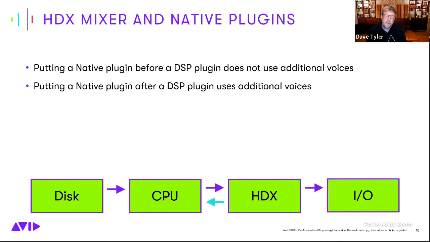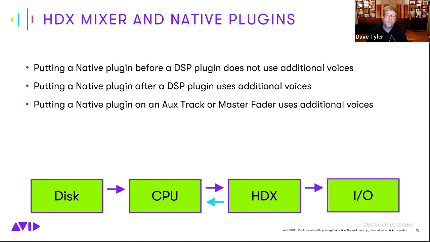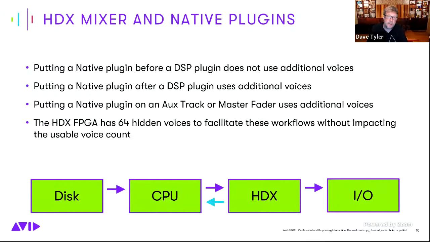However, if you put a native plugin after a DSP plugin, then it needs an additional voice to get it from the HDX card back to the CPU to be processed, and obviously back to the HDX card again. And in the same way, putting a native plugin on any auxiliary track or master fader will use additional voices, which makes sense if you think about it, because an aux track or a master fader, they're running on the HDX card. So if you put a native plugin on those, then it's going to have to hop to the CPU and then back to your HDX system.